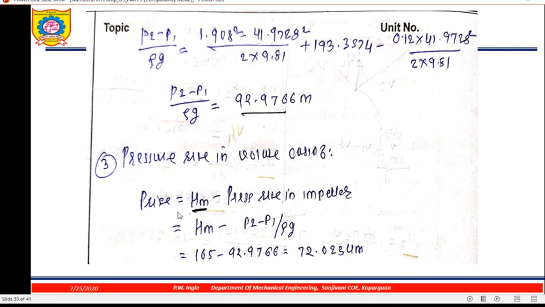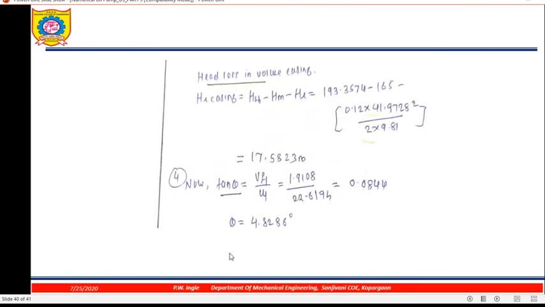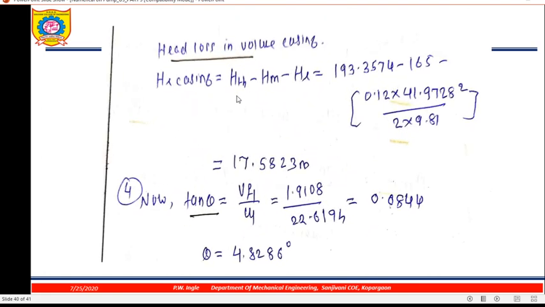Then pressure rise in volute casing is manometric head minus pressure rise in impeller. Okay, so pressure rise in impeller is what? P2 minus P1 by rho g, and manometric head is 165. So you will get the pressure rise in volute casing. The head loss in volute casing is what? Theoretical head minus HM, that is HL. So you will get the answer for head loss in casing. And the last one is what? Theta angle. It is 4.8286 degree.